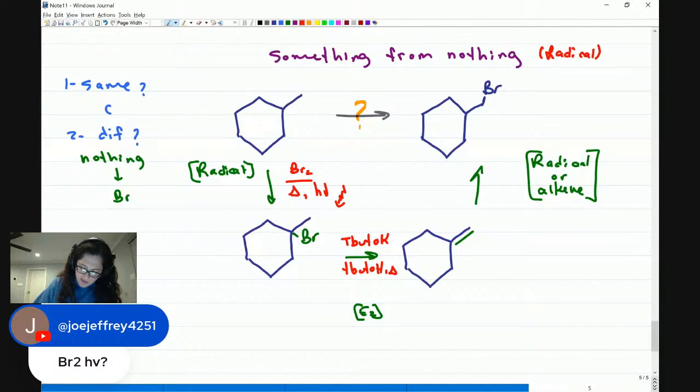Let's put the reagents here. We've already seen it, HBr and peroxides. All right, so that's another pattern. Let me know what you think of it.